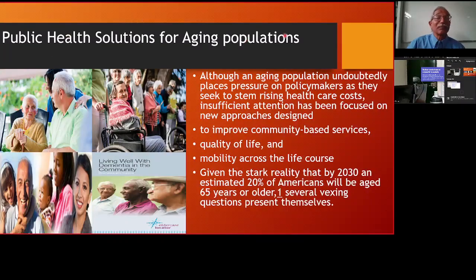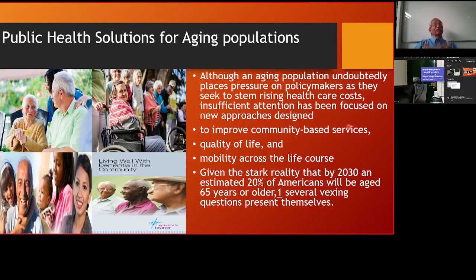So what are the public health solutions for an aging population? Public health is a big area in sciences. It is growing, and people are realizing that public health is as important as medicine and pharmacy and dentistry. So I am very actively involved in the public health aspects of healthcare. Although an aging population undoubtedly places pressure on policymakers as they seek to stem rising healthcare costs, insufficient attention has been focused on new operator design.